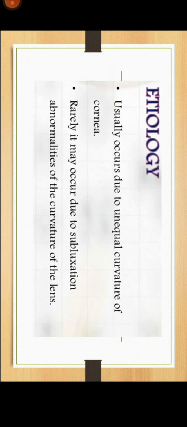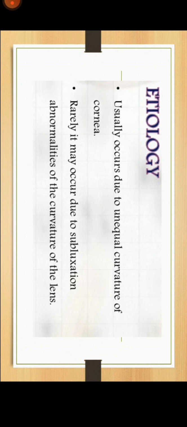Then coming to its etiology, it usually occurs due to the unequal curvature of the cornea. Normally our cornea is very clear and very smooth, and equal curvature is there. But in some cases, when the surface of the cornea is irregular and its smoothness is lost, what happens? The light rays will not focus to one point. Instead, more than one focal point occurs.